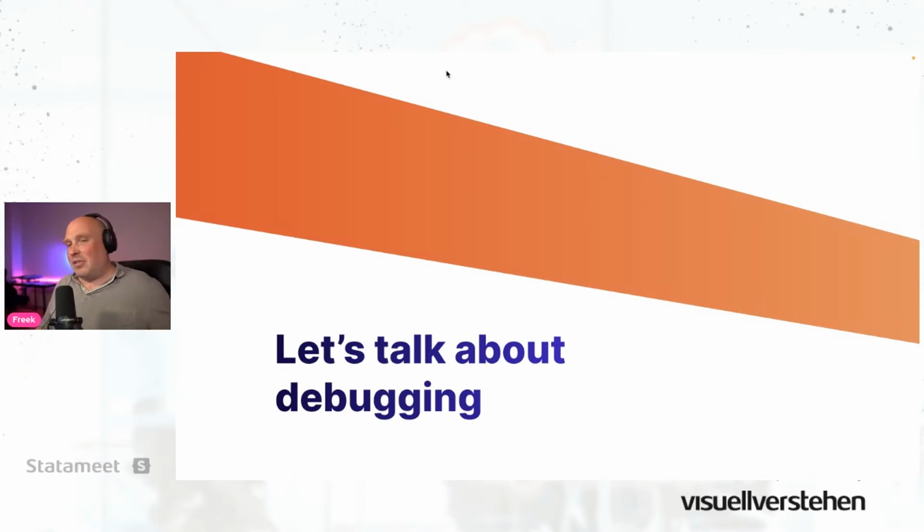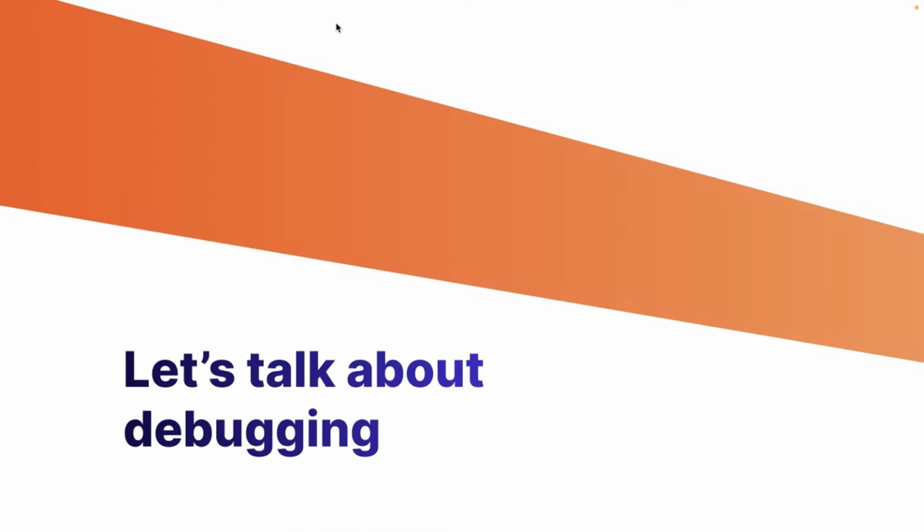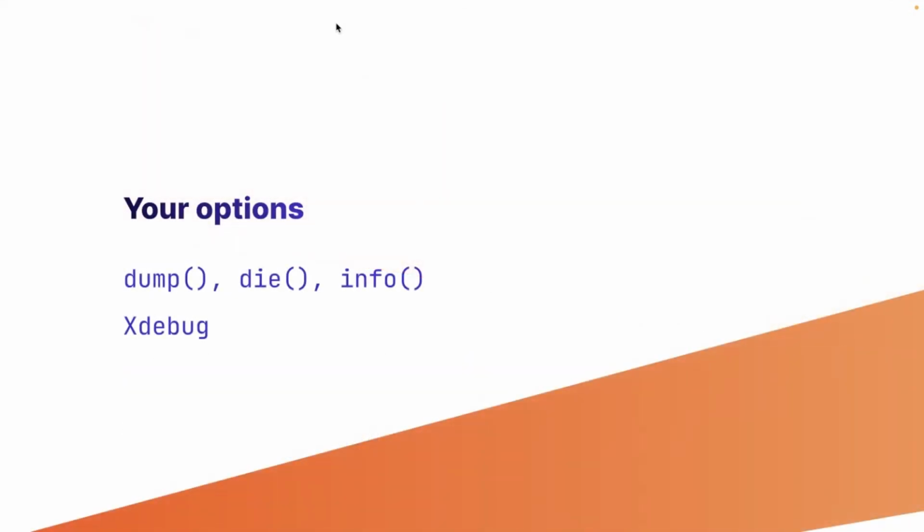Let's first start a little bit by talking about debugging in general. In general, your options are this. You can use dump debugging, where you use functions like dump, die, info, and there are probably also a couple of others, print_r, for instance, or var_dump, or you could use Xdebug.